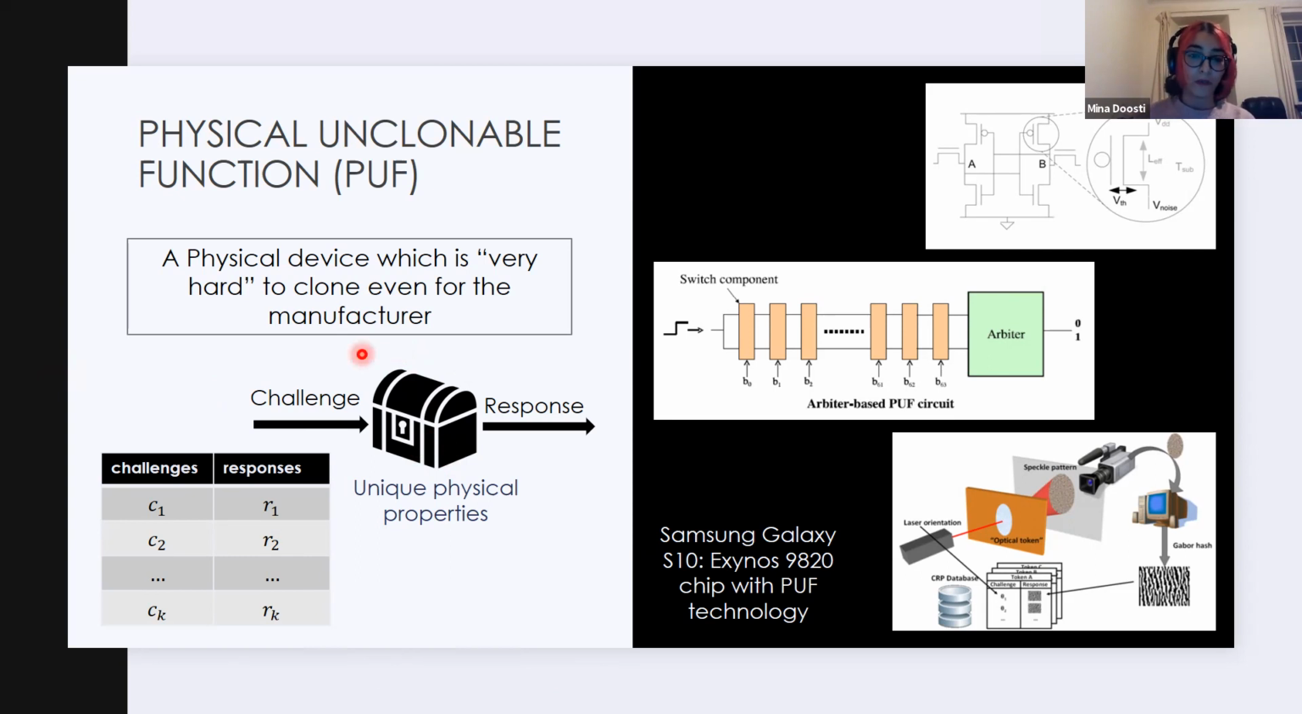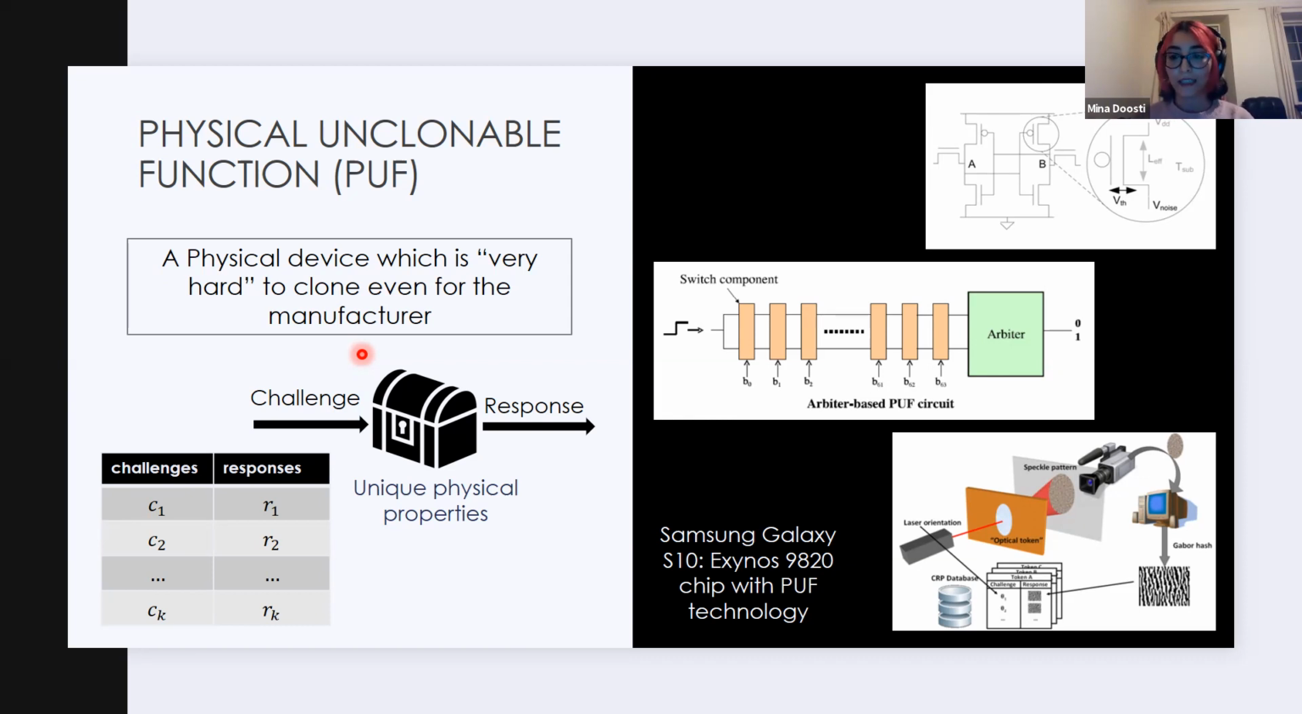And this challenge-response has a unique behavior that comes from this physical property. The sets of challenge-responses we usually call challenge-response pairs, or CRPs. That's how we know the underlying functionality of these devices. PUFs came from classical hardware security, or I should say electrical engineering, where in some circuits you can get these behaviors.